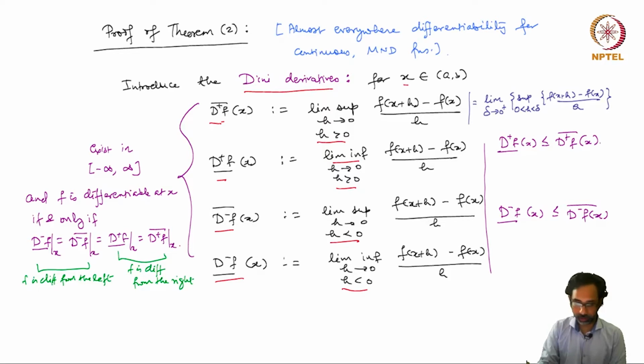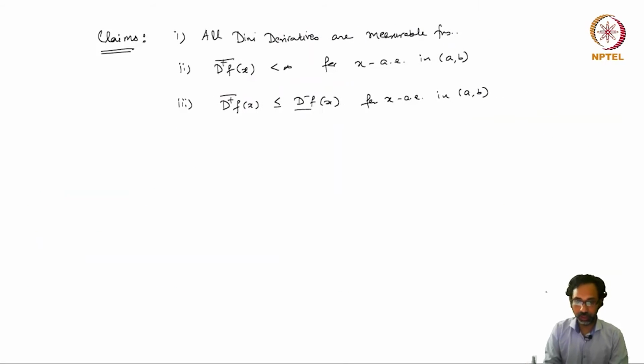I should also add here that it's not sufficient to have equality for all these Dini derivatives for f to be differentiable. Since they exist in the extended real numbers, we should also impose that all of these are finite as well as that they coincide. So this finiteness is also important. To show the proof of almost everywhere differentiability, we will make some claims. These are 3 claims that we are going to make.